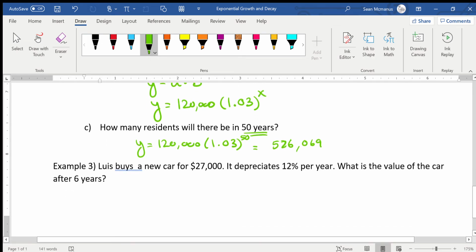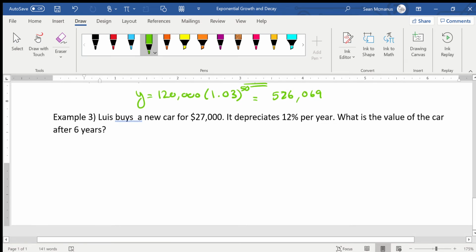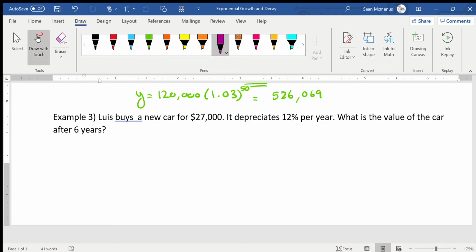Okay, so example 3, last one here, and then we're done. Luis buys a new car for $27,000. It depreciates 12% per year. What is the value of the car after 6 years? So first thing we want to do is make sure we know what this means. He's going to buy a car for $27,000. That's our initial amount. That's how much the car is worth.